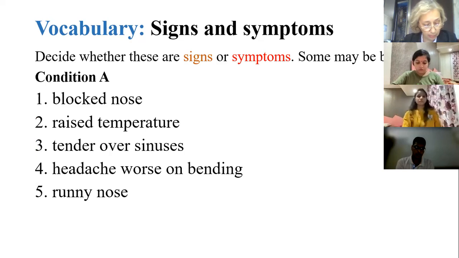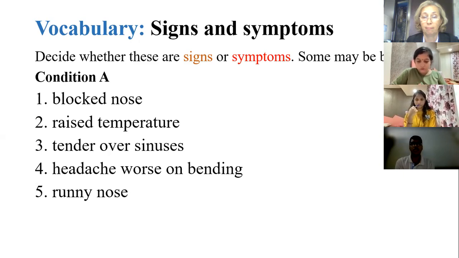And let us listen to Kumar Ritik. What do you think? Which of them are signs and which are symptoms? Can you comment, please? Yes, ma'am. Blocked nose is a sign because it can happen in cold, fever, or etc. Raised temperature is a sign because it is a kind of fever which destroys antigen in the body, which may be of different diseases. We don't know that disease.